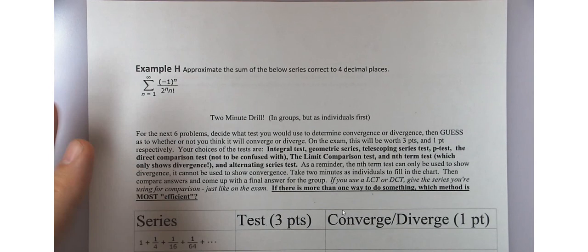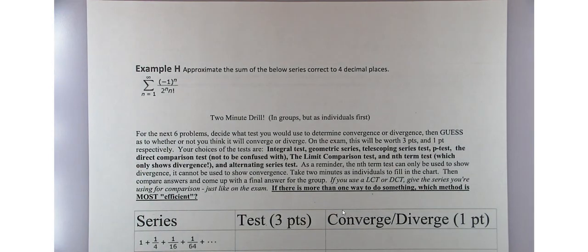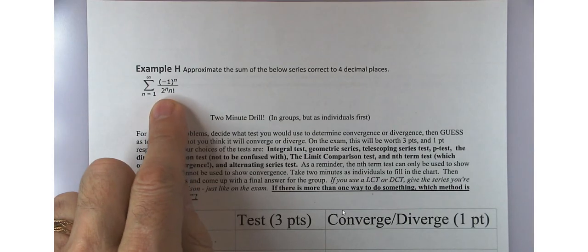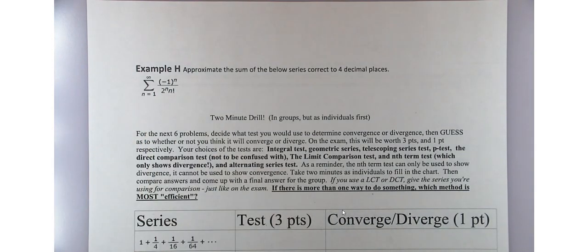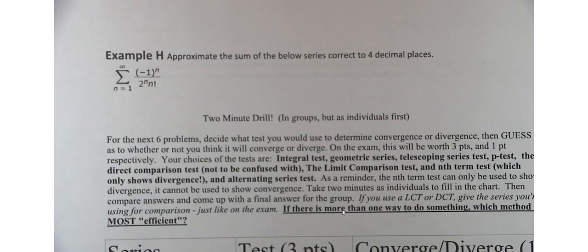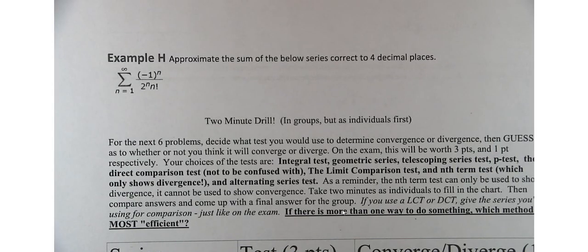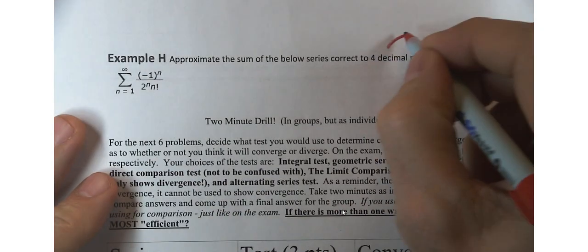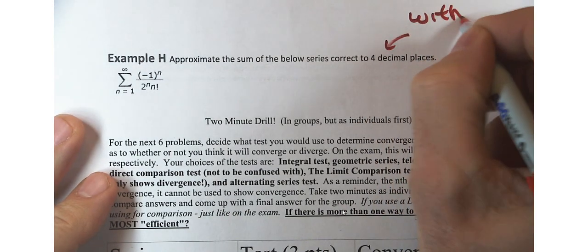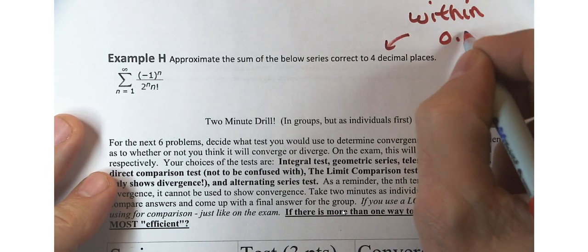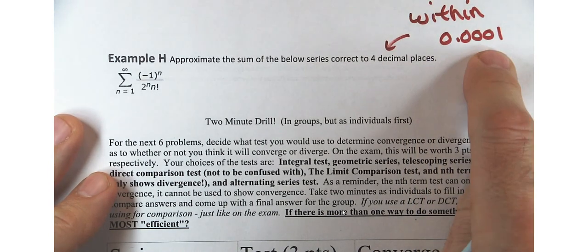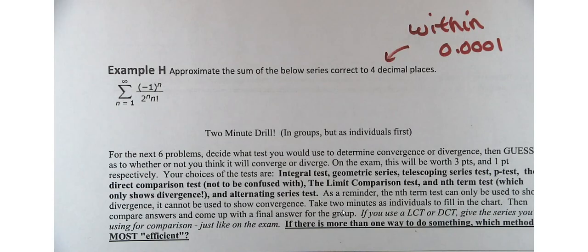Example H. And the big thing with example H is you're going to have to learn or relearn where to find the factorial. So we want to approximate this series correct to 4 decimal places. Another way to say that is to within the 10,000th, within 0.0001. So I want it to be at least that accurate.